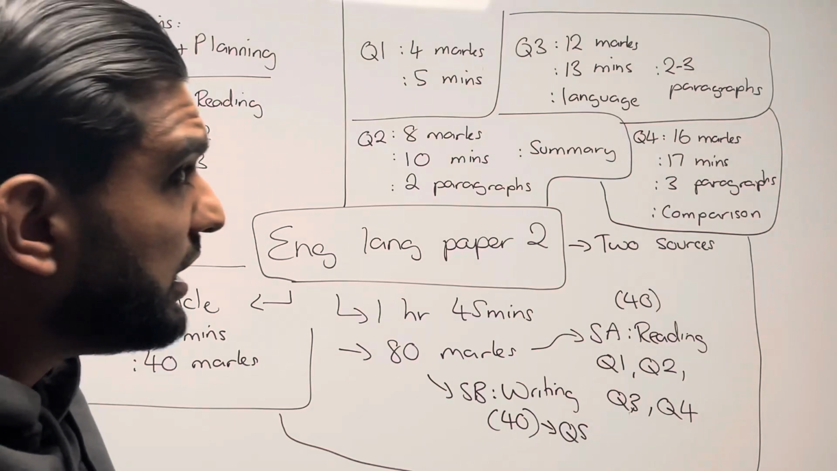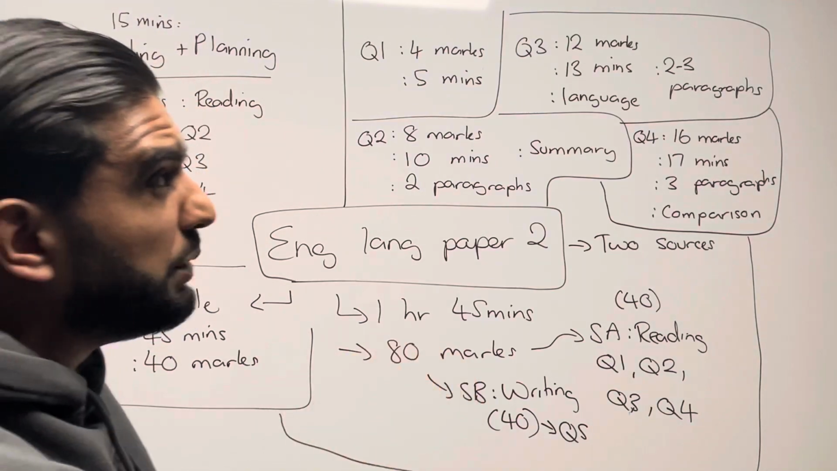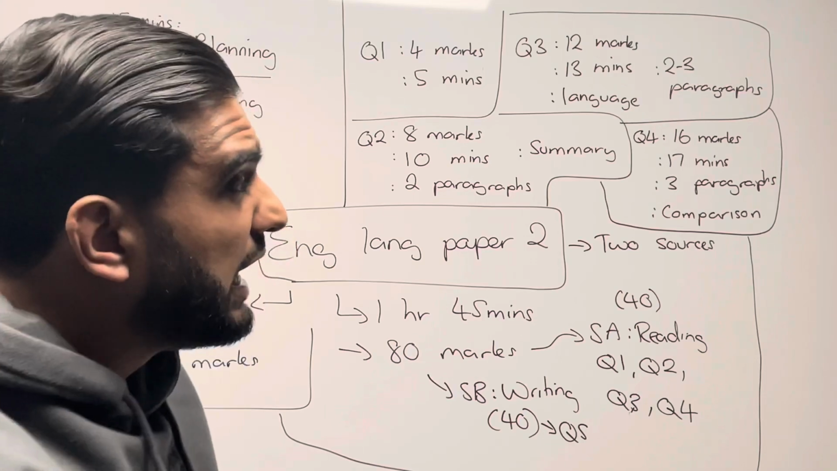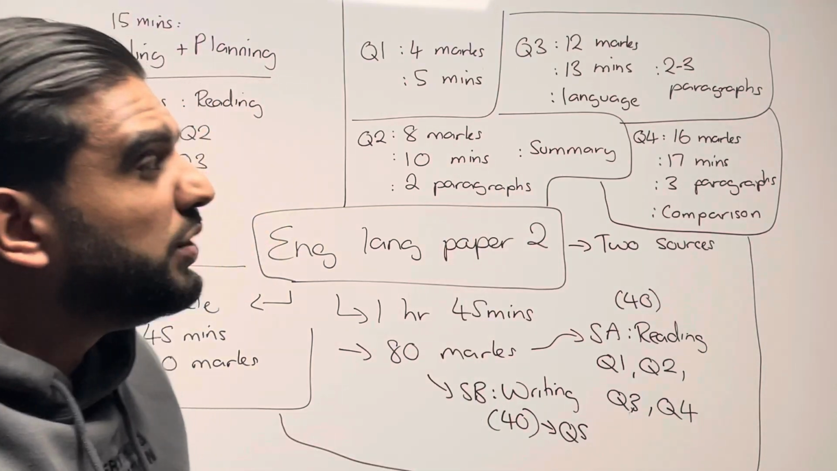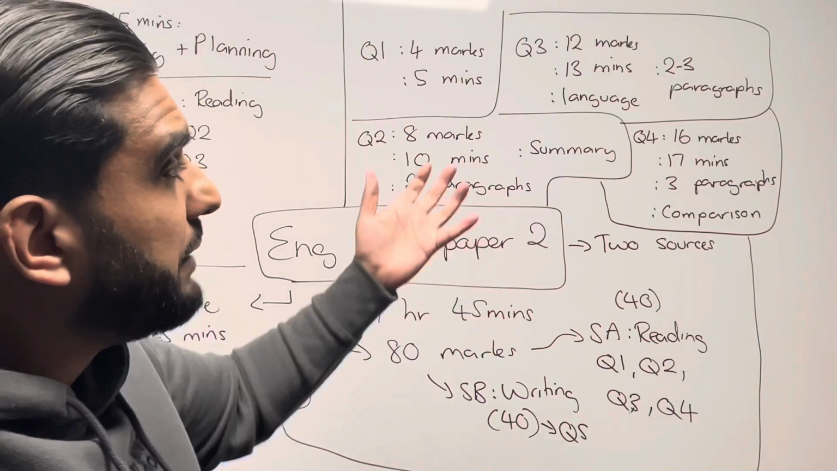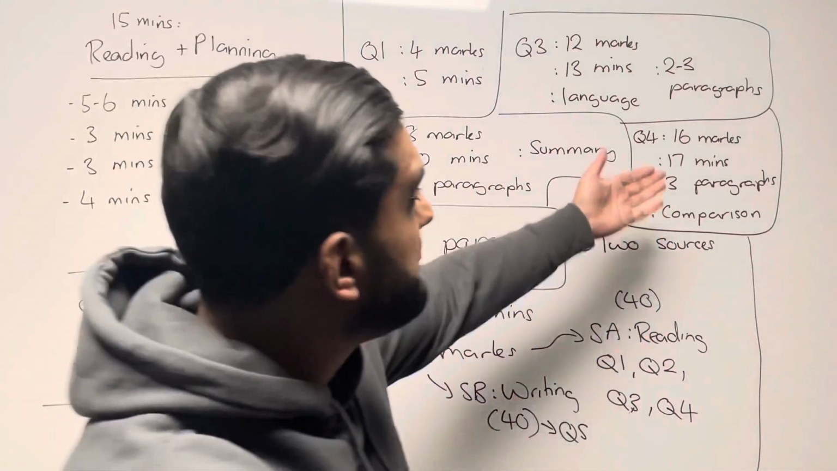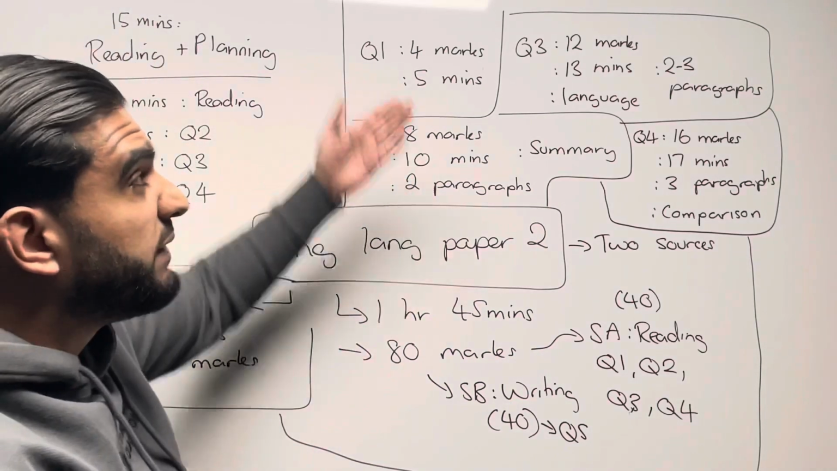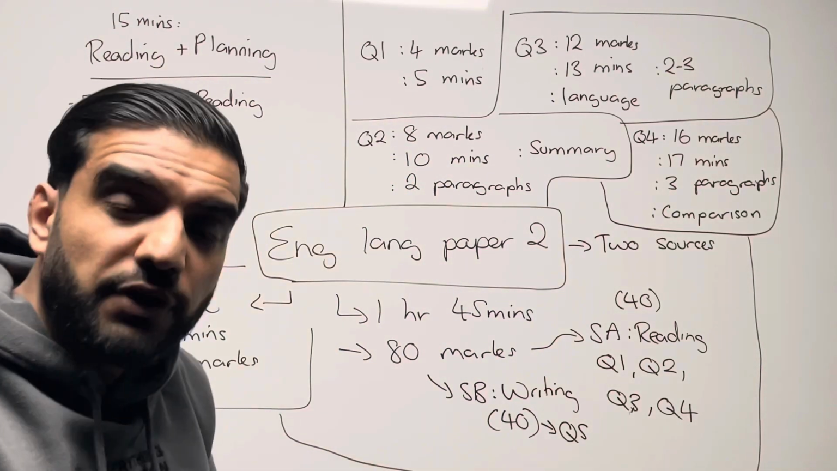Then question number 3, guys, we are looking to produce anywhere between 2 to 3 paragraphs. It's worth 12 marks. And it is a language question. And then we have question number 4, where we are comparing the writer's methods, where we are spending anywhere between 17-ish minutes. So 17 plus 13 is 30 minutes. 10 minutes on question 2, that's 40, and 5 minutes on question number 1, that is 45 minutes.